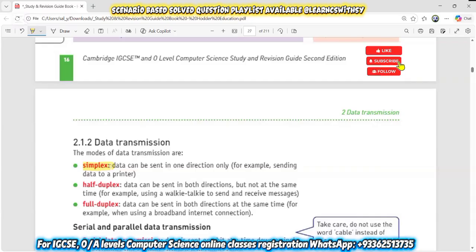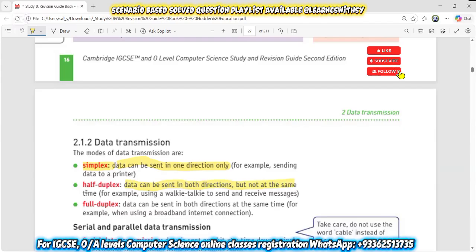So just let me highlight that you will remember how will I score 2 marks. If they say simplex defined and it's a 2 mark question, I'll say in one direction only, data can be sent in one direction only, that will give me 1 mark. Data can be sent in both directions, but not at the same time. This will give me 2 marks. And if I mention the example, that will be the cherry on the top.